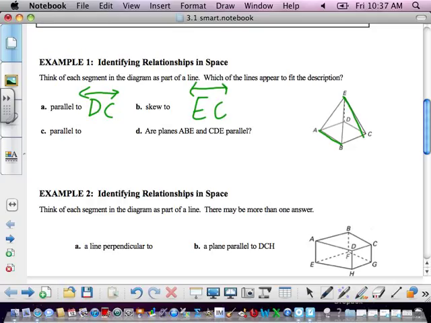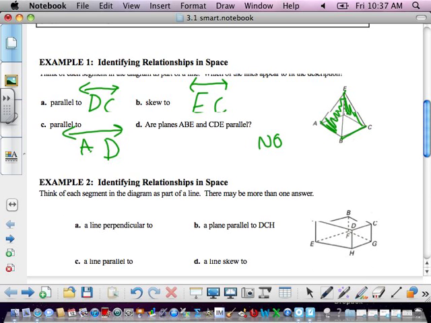Okay, what is parallel to BC? AD, very nice. Oops, not AB, AD. Make sure you put those arrows on top because we're talking about lines. Our planes, A, B, E, so this front one right here, and C, E, D, this one back here: parallel to each other? No, because they intersect at E.